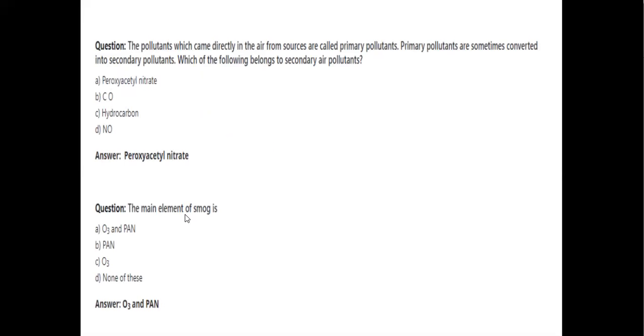The main element of smoke is O3 and PAN, none of these. The main element of smoke is ozone and PAN, O3 and PAN. So option A is your right answer here.